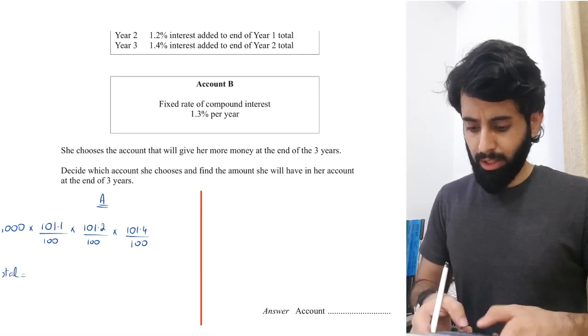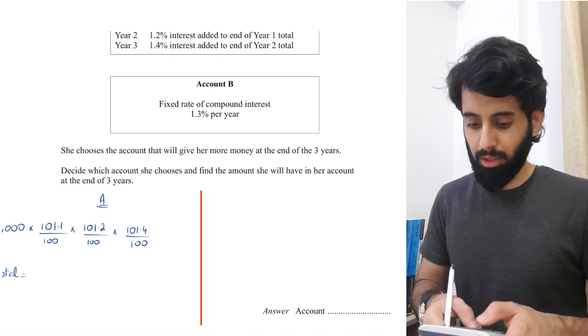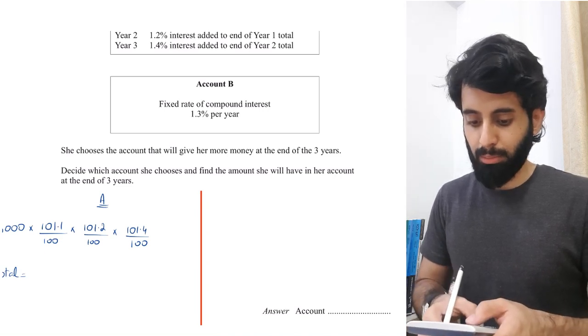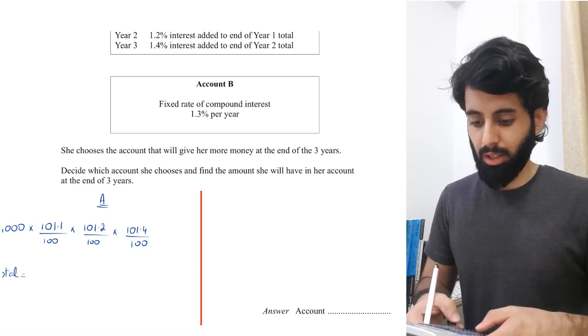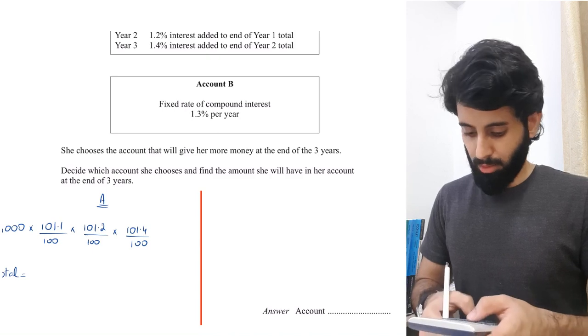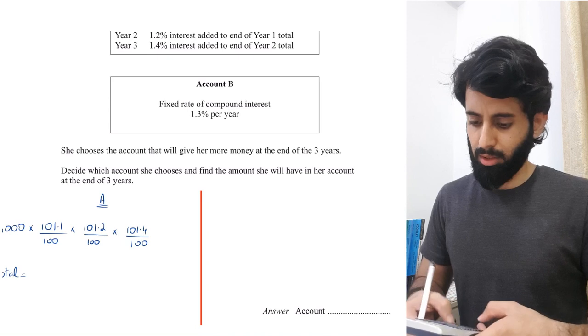The reason why I mentioned that was because sometimes the question is not asking you for the total, it's asking you for the interest earned, in which case you subtract the principal amount, which is 3,000. But that's not what the question is asking for in this case, so don't worry about that too much. Into 101.4 upon 100.